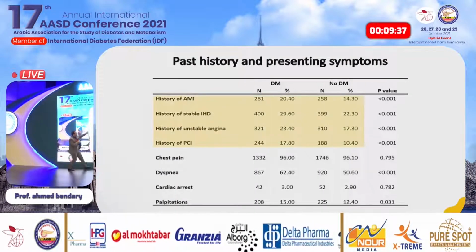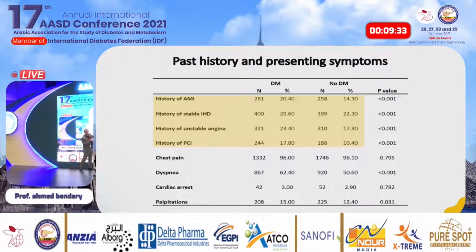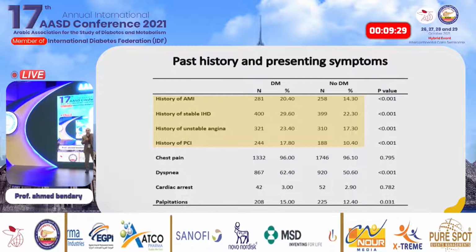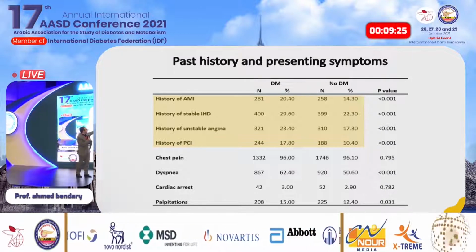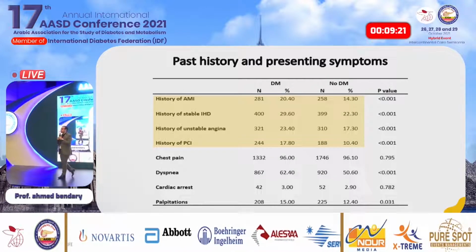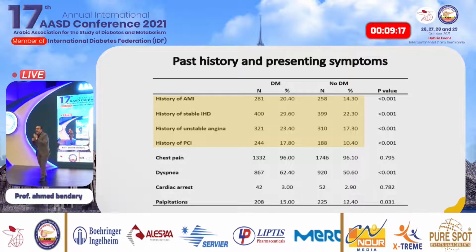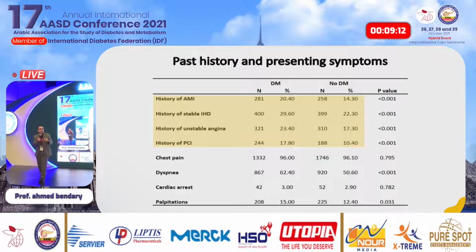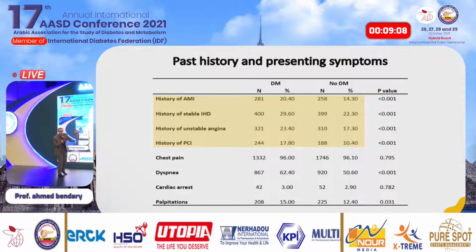I'd like to highlight this fact. If you look to the prevalence of past history of MI, past history of stable ischemic heart disease, past history of unstable angina, or even coronary intervention, all of them were significantly more prevalent in diabetics compared to non-diabetics, which means that diabetic patients usually carry a high atherosclerotic burden when presenting compared to non-diabetics. And this is important. They come with their problems, in other words.